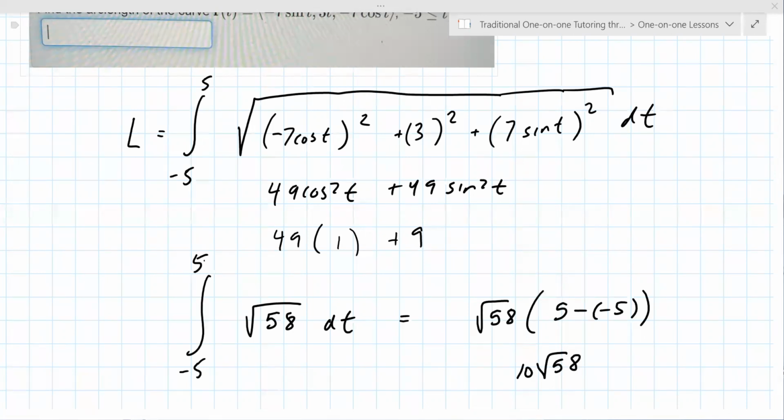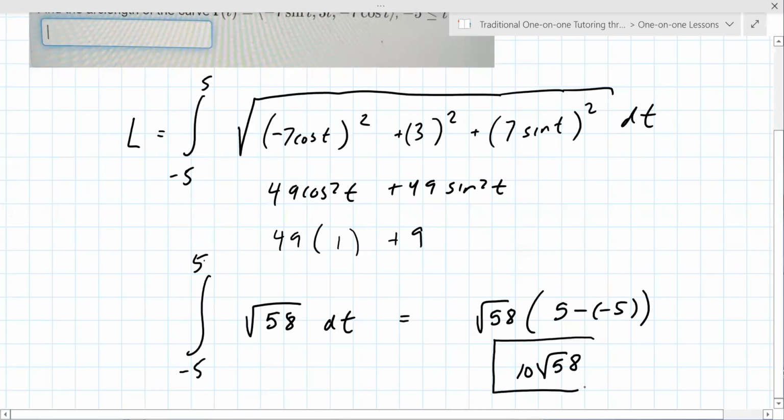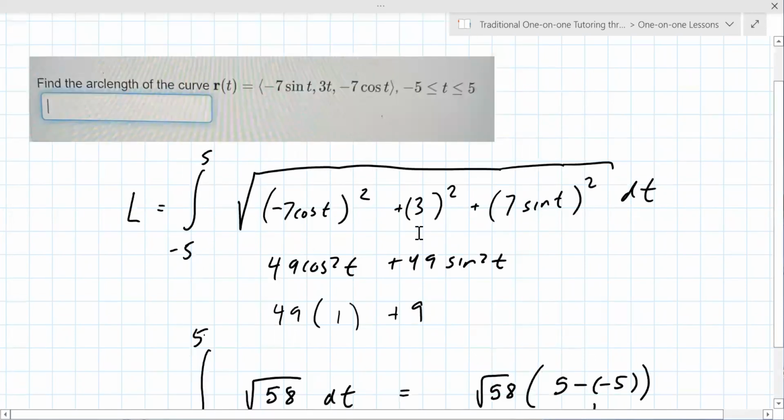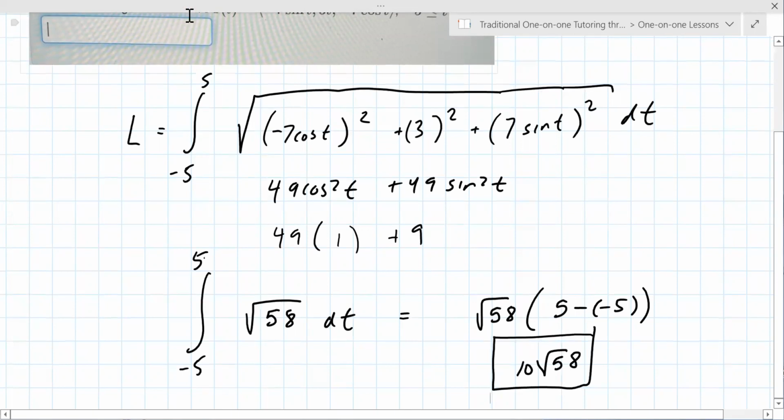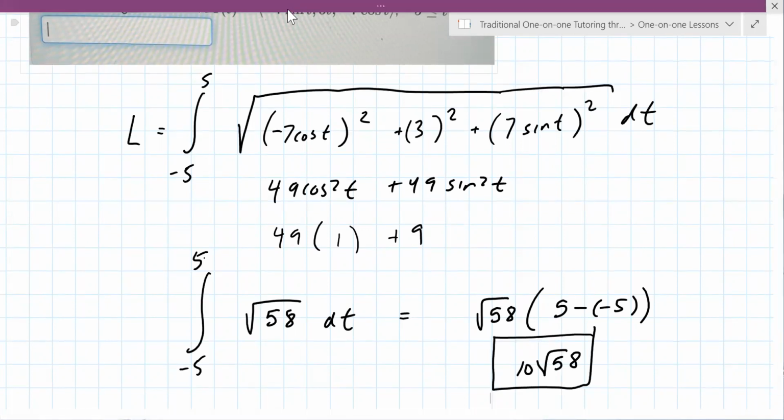So this is the wrong answer. It didn't like that. Oh wait, never mind. Just kidding, I did a wrong problem. Okay. All right, that's correct.